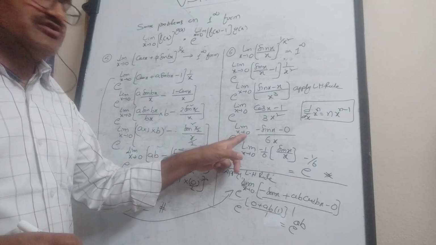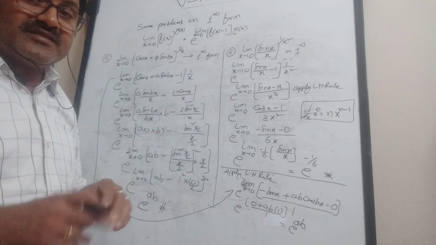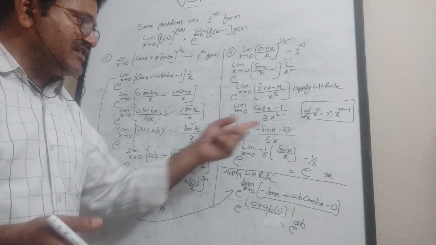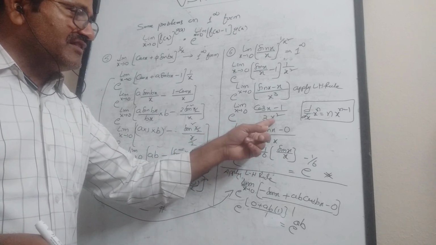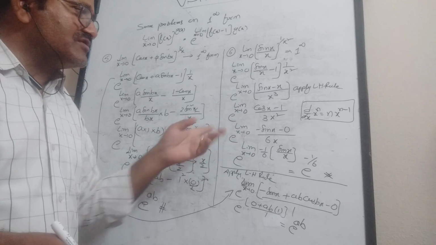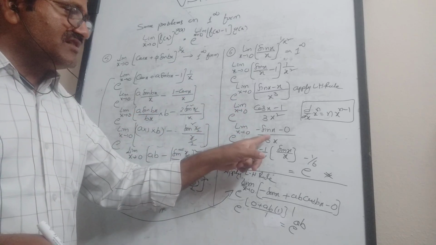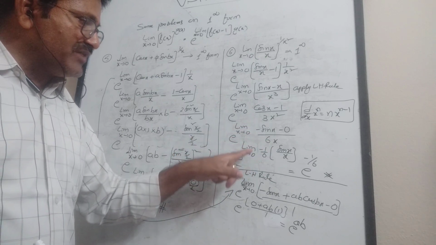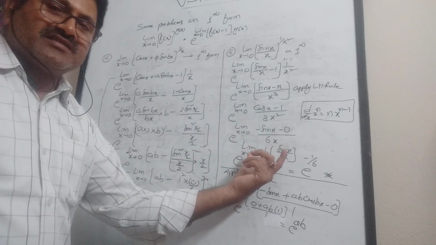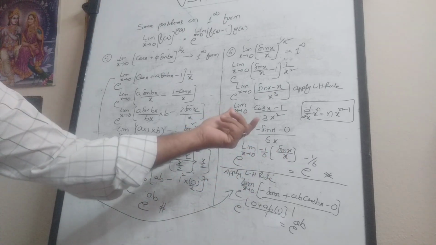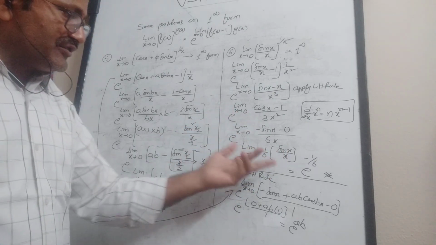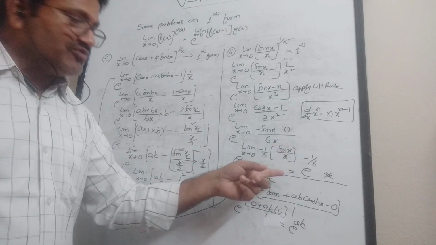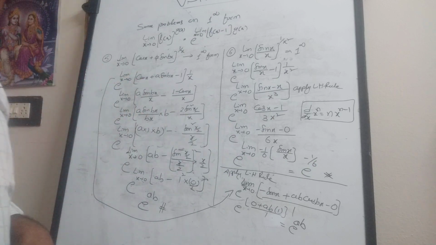E power limit x tends to 0. Now, the derivative of cos x is minus sin x. What is the derivative of a constant? The derivative of a constant is 0. So, the derivative of 3x square: 3 is a constant, we can keep it outside. What is the derivative of x square? That is 2x. 2 times 3 is 6x, I wrote. And minus 1 by 6 outside, and sin x by x. We know that limit x tends to 0 of sin x by x is 1. So e power minus 1 by 6 into 1 is nothing but e power minus 1 by 6. Like this you are getting the values.